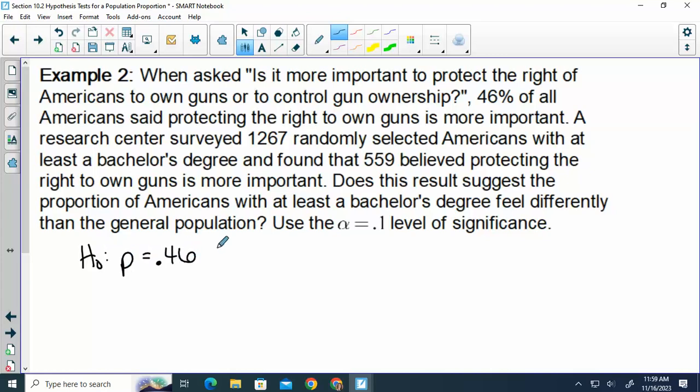A research center surveyed 1,267 randomly selected Americans with at least a bachelor's degree and found that 539 believed protecting the right to own guns was more important. Does this result suggest the proportion of Americans with at least a bachelor's degree feel differently than the general population? So if I'm testing if they feel differently, it's not equal.